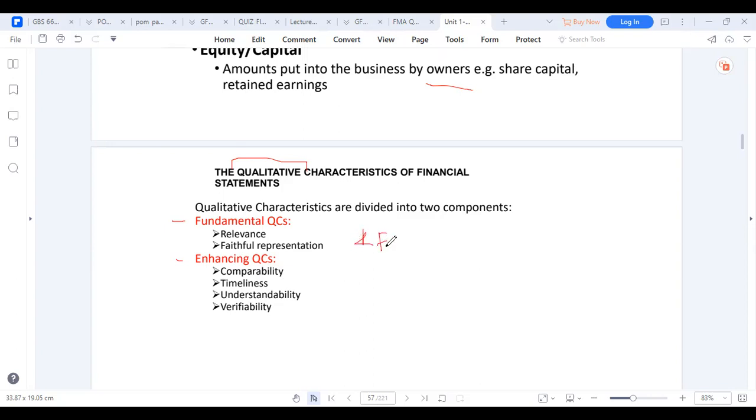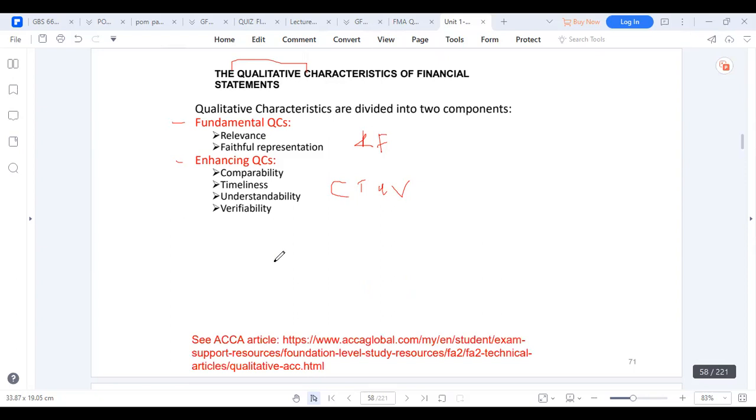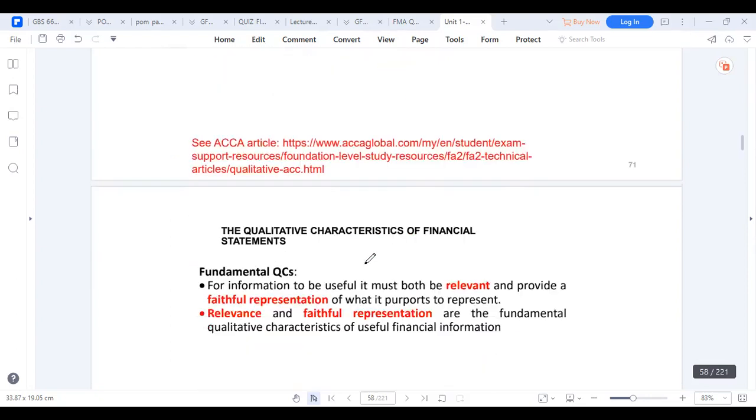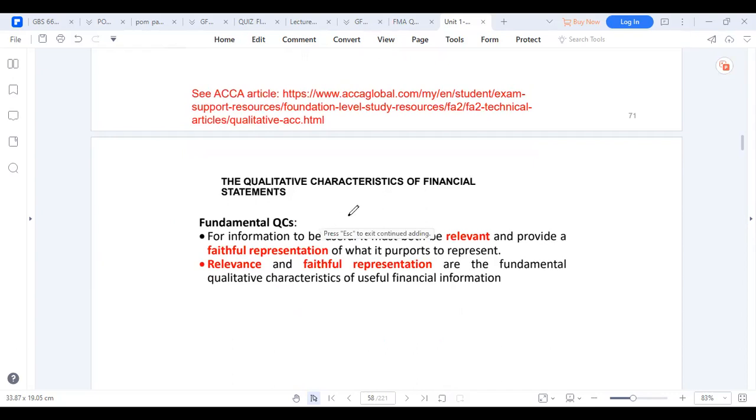So RF stands for relevance and faithful representation, which are the fundamental qualitative characteristics. CTUV, comparability, timeliness, understandability, and verifiability, all make up what we call the enhancing characteristics. So under fundamental characteristics, like I said, we have the RF, which is what?